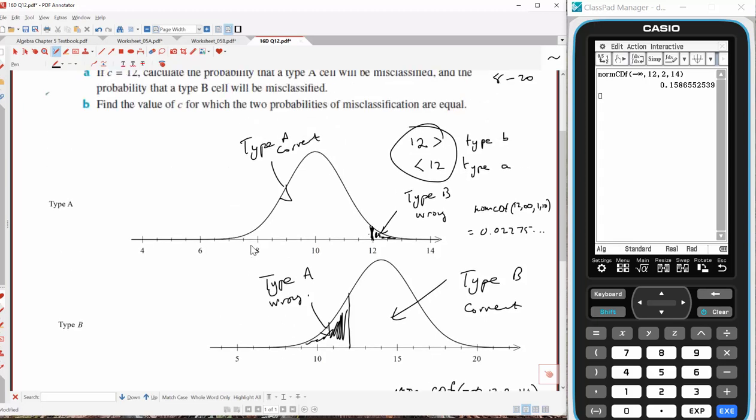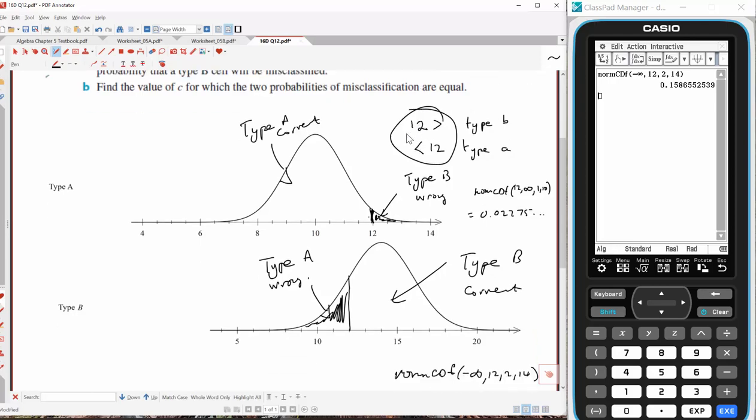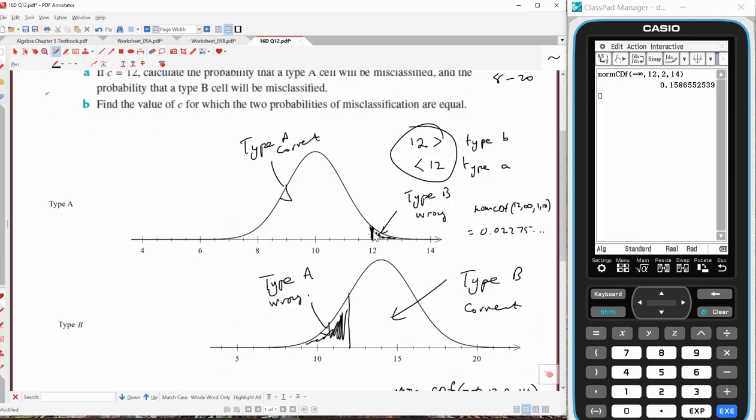Alrighty, let's have a look at part B. Find the value of C for which the two probabilities of misclassification are equal. I.e., what I want is the same area: I want the area under this curve to match the area under this curve. That's really difficult to do given that I've got two completely different distributions. This one is a normal distribution with a mean of 10 and a variance of 1. This one is also a normal distribution, with a mean of 14 and a variance of 4.